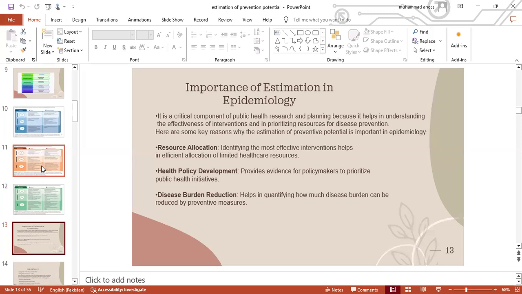Here are some of the key reasons why the estimation of preventive potential is important in epidemiology. Number one is resource allocation. Identifying the most effective intervention helps in efficient allocation of limited healthcare resources. Number two is health policy development. It provides evidence for policymakers to prioritize public health initiatives. Disease burden reduction. It helps in quantifying how much disease burden can be reduced by preventive measures.